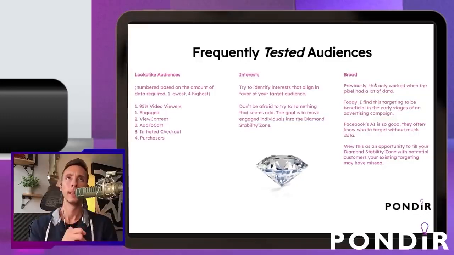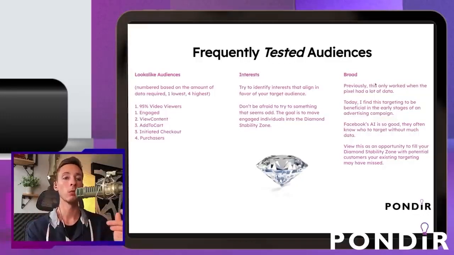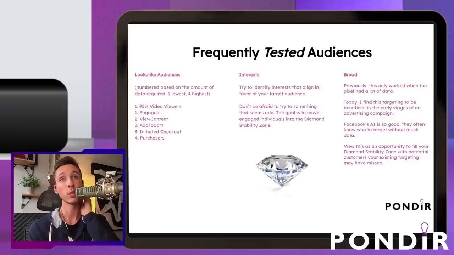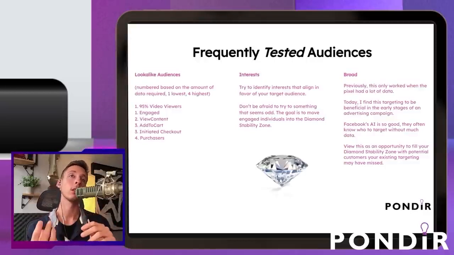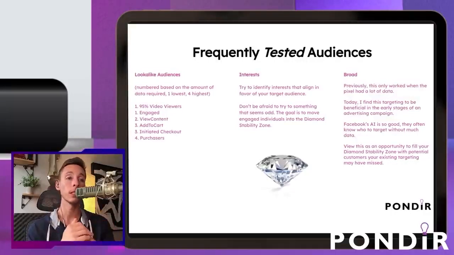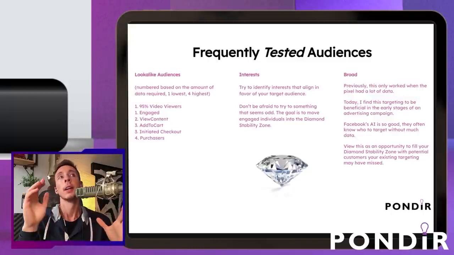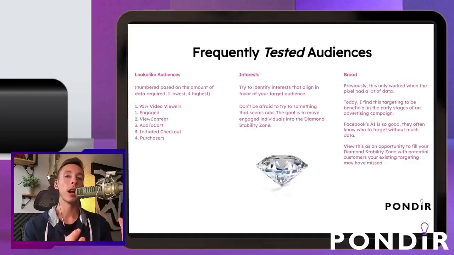And then broad. Previously, this only really worked when your pixel had tons and tons of data. But today, I find this targeting to be quite beneficial in early stages. Even just to collect data, let data flow, and so forth, and we just let broad run. If it is extremely unprofitable, you can turn it off. But if it is close to break even or profitable, in best case, keep it on. It's only going to benefit you because you are collecting more data that is outside of your initial targeting.